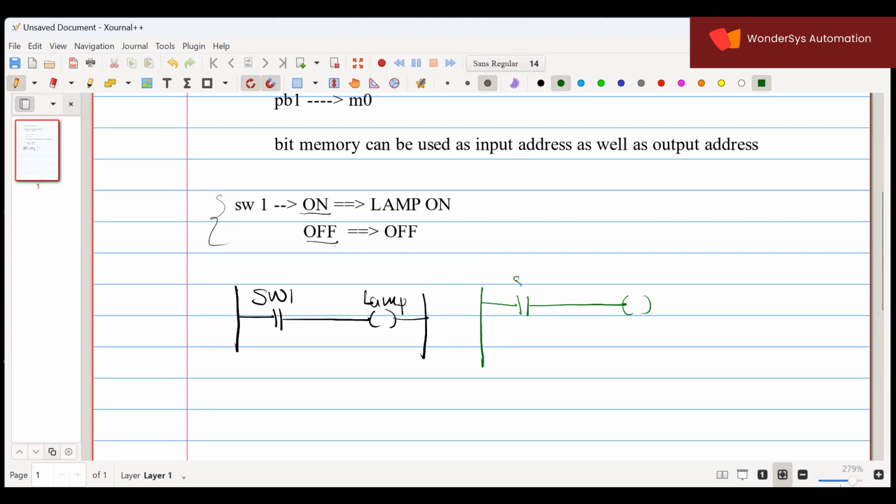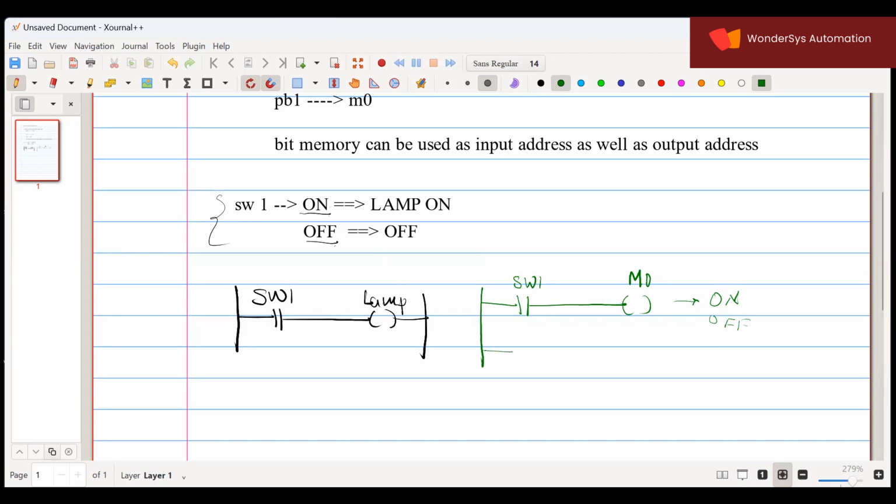Now, first I am storing the on state in one memory. So this is my switch 1. Let me take the memory as M0. Now, when I switch on, the memory will be storing the on state, correct? When I switch off, it will store the off state, correct? Yes, madam. Both work is done by one single memory.